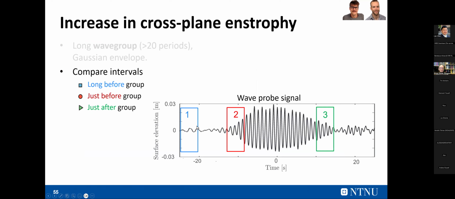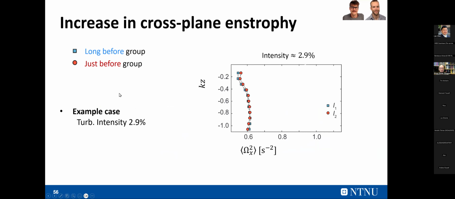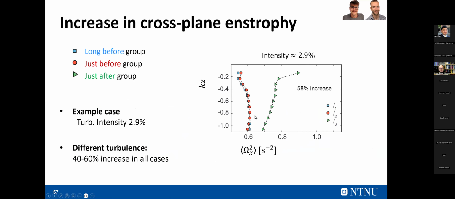Now we focus on the streamwise vorticity, or the mean square streamwise vorticity. So measurements were performed long before, just before, and just after the passage of a group of waves. And one finds that the mean square streamwise vorticity actually is increased drastically, not just a bit. In all cases, we tried 4 different turbulence types, and as always, 40 to 60% increase. So this is not a small effect, it's a big effect.